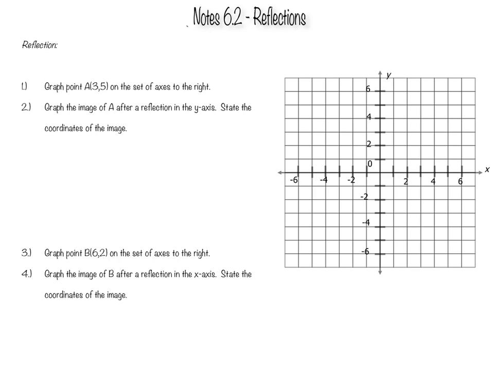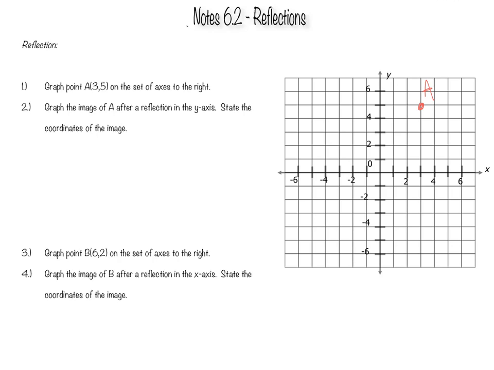All right, reflections. So we're going to graph the point A of (3, 5). Well, (3, 5) is from the point (0, 0), we go right 3, up 5. So this is our point A. Now we're going to graph the image of A after reflection in the y-axis. State the coordinates of the image.